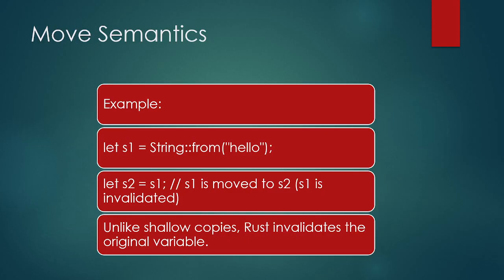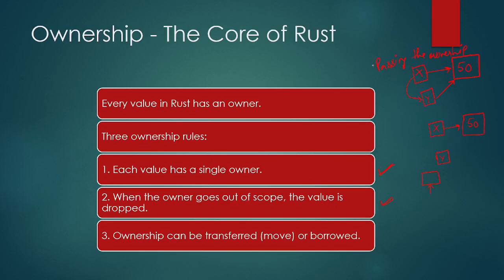In Rust we have two concepts. The first one is move, and the other one is clone. Move we have already discussed earlier, in which we pass the ownership. In the previous example, here we are passing the ownership. That is an example of move.